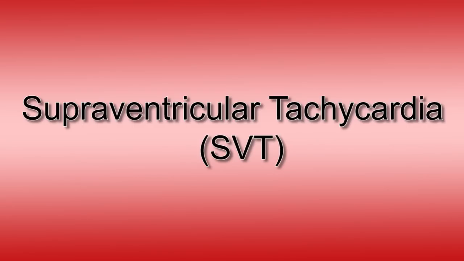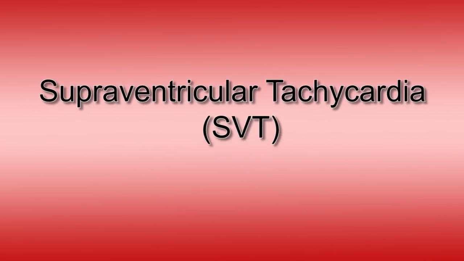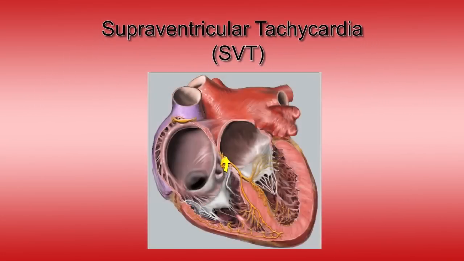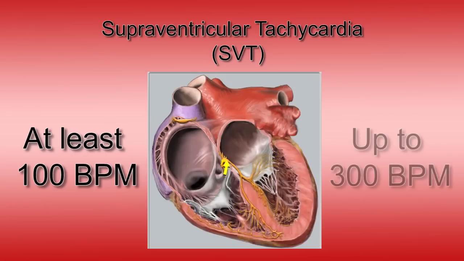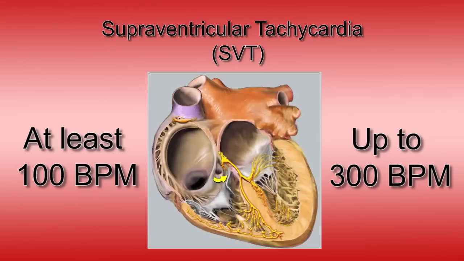Your lecturer will discuss SVT in greater detail in your tutorial, but for today's video, we'll give you a brief overview. During an episode of SVT, the heart's electrical system doesn't work correctly, causing the heart to beat very fast. The heart beats at least 100 beats per minute and may reach 300 beats per minute. SVT can come on at any time and generally is not from causes such as exercise, high fever or stress.